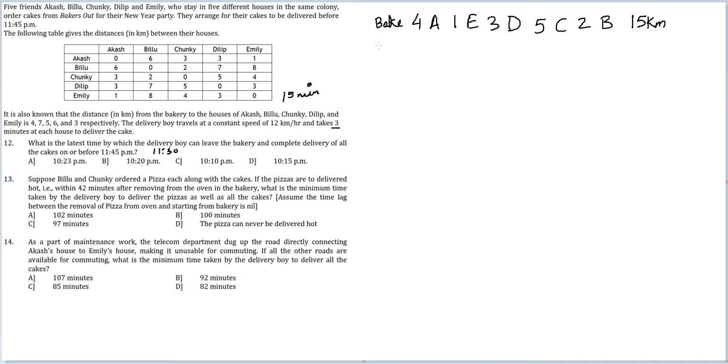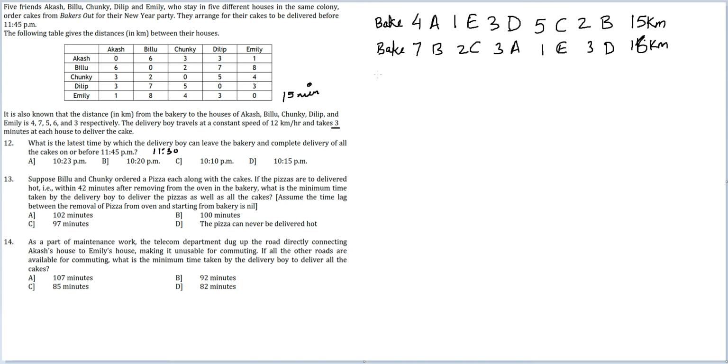Similarly, make it for all other groupings. So bakery to B, this is 7 kilometers, B to C, 2 kilometers, C to A, 3 kilometers, A to E, 1 kilometer, and now E to D, 3 kilometers. Total cumulative distance would be 16 kilometers here. Out of these two, the first path is preferred because the distance is smaller, so the time taken will be smaller.